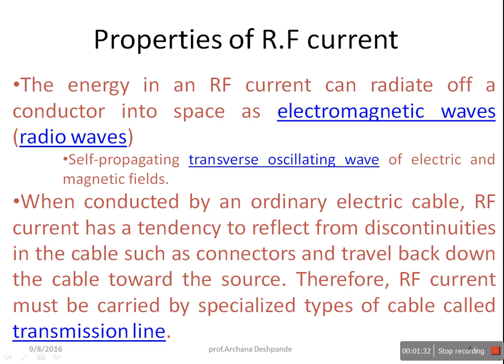If such RF current is carried by an ordinary electric cable or wire, then it has a tendency to reflect from the discontinuities in the cable, and therefore it can travel back to the source. Therefore RF current must be carried by a specialized type of cable called a transmission line.